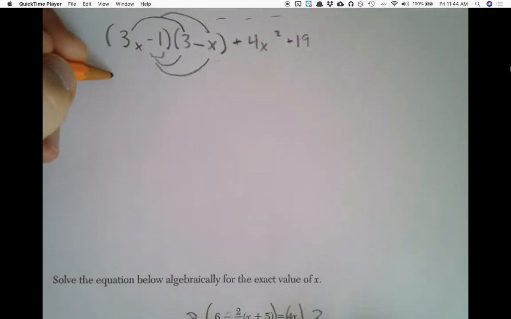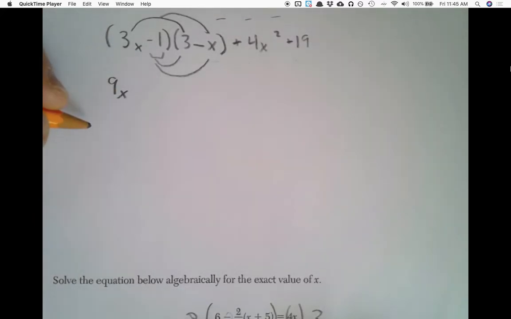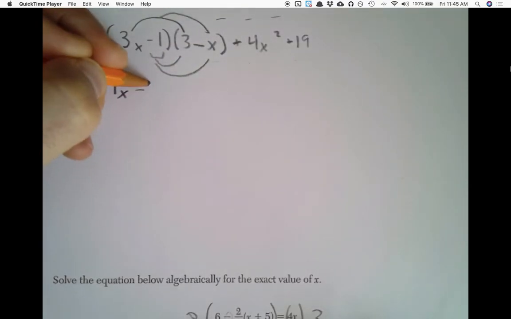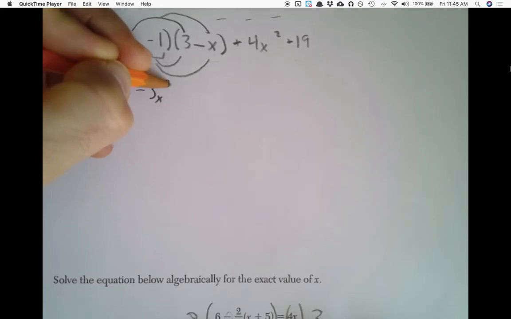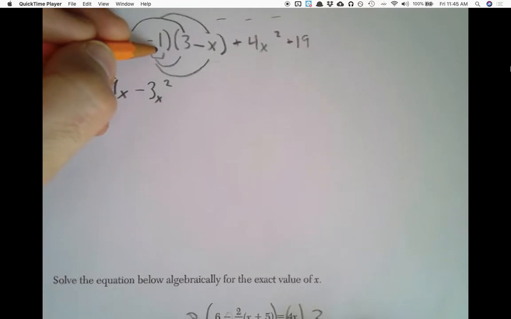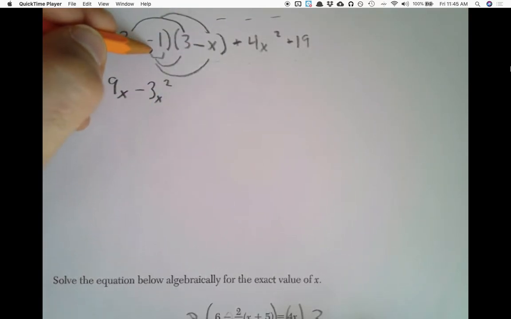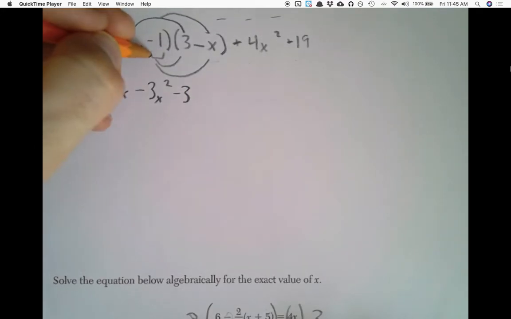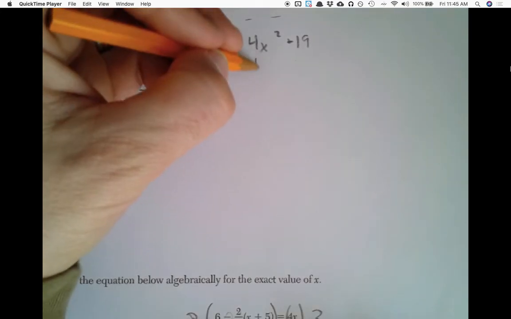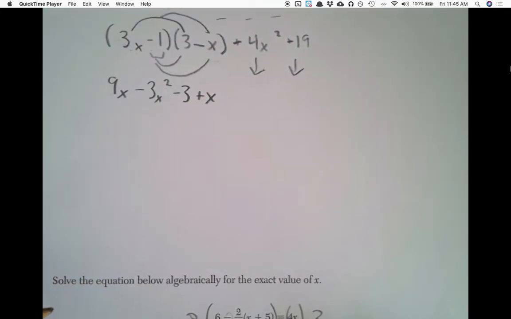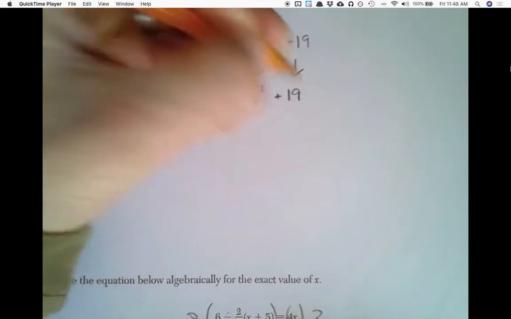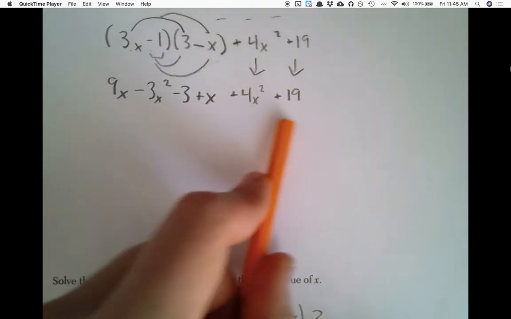3x times 3 is going to be 9x. 3x times negative x is negative 3x to the second power. x times x, I got to add those exponents when I'm multiplying. This negative 1 is just going to change those guys' signs. Negative 1 times 3, minus 3. Negative 1 times negative x, plus x. I'll just bring both of these down because they don't have anything better to do. Plus 4x squared plus 19. And then we'll keep going from here.